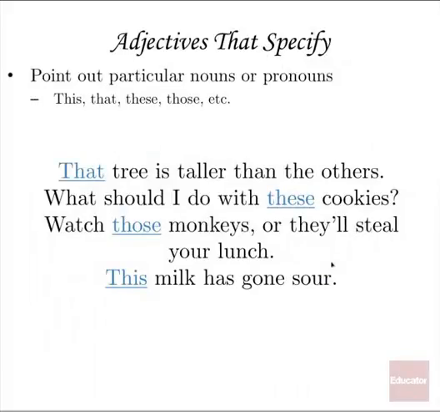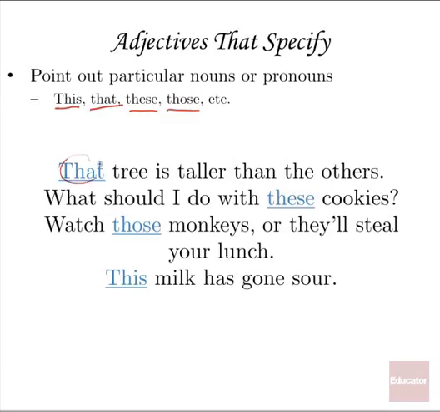All right, adjectives that specify. We covered this a little bit in pronouns, but now we're going to cover it from the adjective perspective. Adjectives that specify point out particular nouns or pronouns. This, that, these, those, and so on. Adjectives that specify, like pronouns that specify, are demonstrative pronouns, are basically the words where you point.